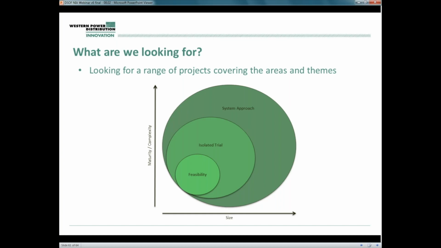So in terms of costs and project value, we would be looking for projects around the feasibility of in the range of 100,000 all the way up through to a full system integration approach of around £2.5 million. So that's the sort of scope that we're looking for.